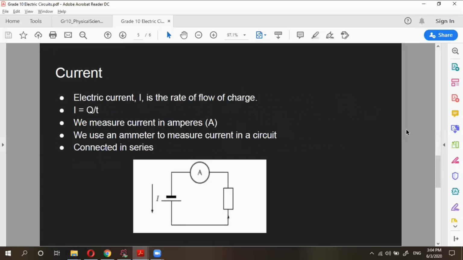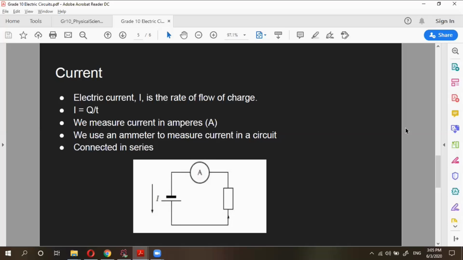Electric current is given the symbol capital I. Voltage was given capital V. Current couldn't have gotten capital C because people might have confused it with coulombs. So it got capital I. Electric current is the rate of flow of charge. Current is basically the flow of charge, because charge obviously flows through current.